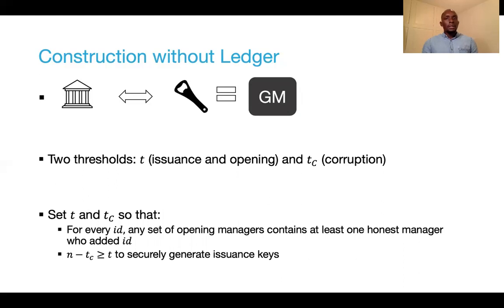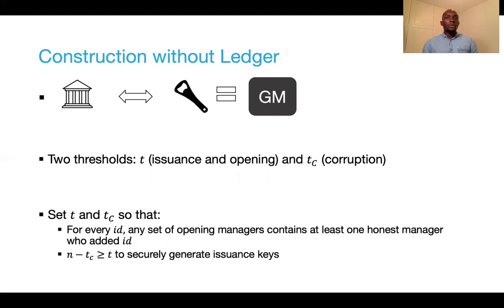The trick is now to set T and T_C so that for any user identity, any set of opening managers always contains at least one honest manager that added her. This is absolutely necessary as there is no longer a ledger that allows the opening managers to recover information from the issuance protocol executions. So enforcing that there is at least one honest manager that added every user identity, whenever one wants to open a signature, guarantees that this honest manager would always follow the protocol and then also allow the other opening managers to recover all the necessary information to open.